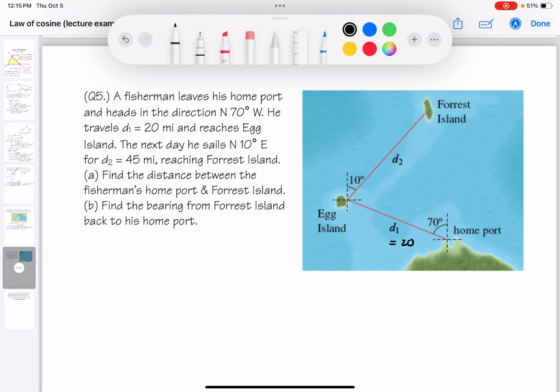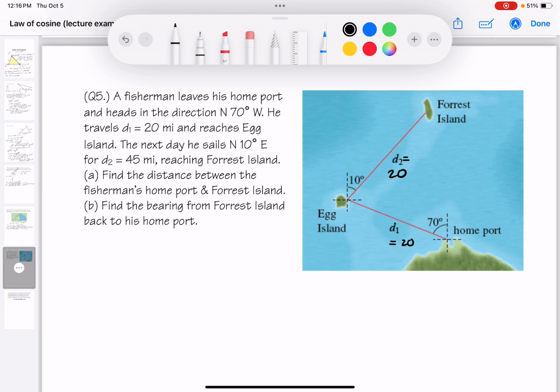And I keep looking at it, and he reaches this egg island, and the next day he sails north, but 10 degrees east. And I do see that being indicated, by the way. Now, looking at it, I want to understand that D2 is also a number. What's D2 going to be? D2 is 20, all right? So I kind of understand the picture, but I don't see the triangle yet.